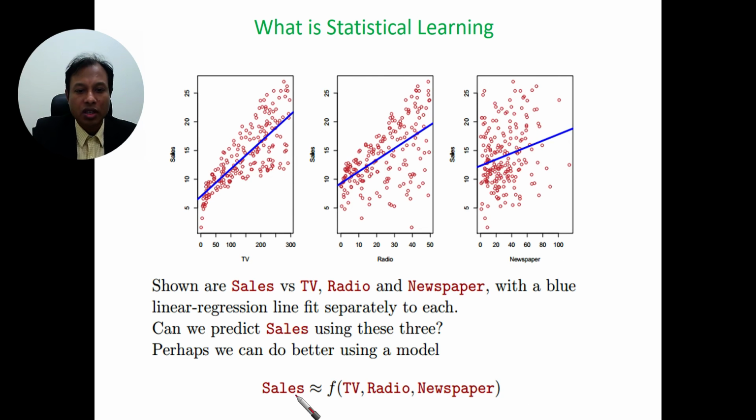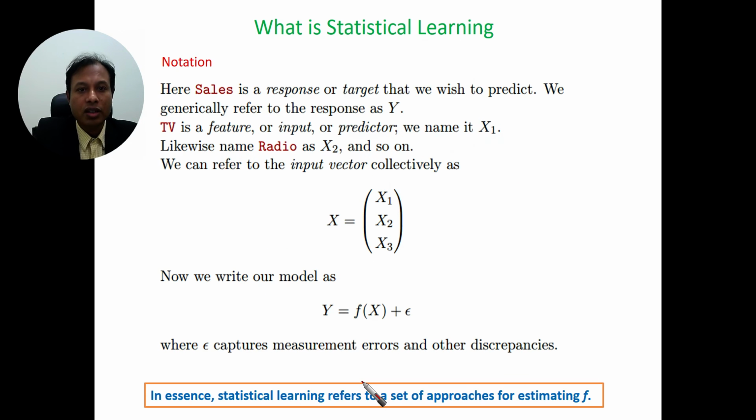So that means the sales might be predicted when we have a model, like a function. Ultimately, sales is a function of the money that we spend on advertisement in TV, radio, and newspaper together. So this f is basically a function, or we say model. What kind of function this is, that is a different thing; we will see that later on. Here sales is basically a response or target that we wish to predict. So this is the Y, and it is represented as Y.